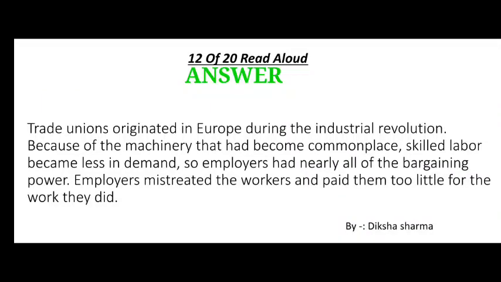Trade unions originated in Europe during the Industrial Revolution. Because of the machinery that had become commonplace, skilled labor became less in demand, so employers had nearly all of the bargaining power. Employers mistreated the workers and paid them too little for the work they did.